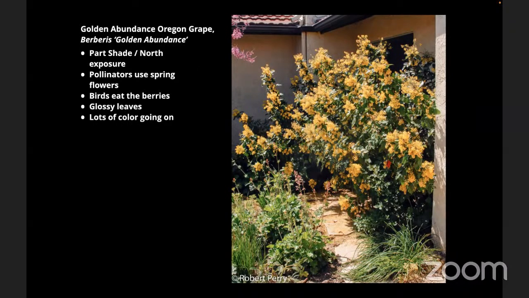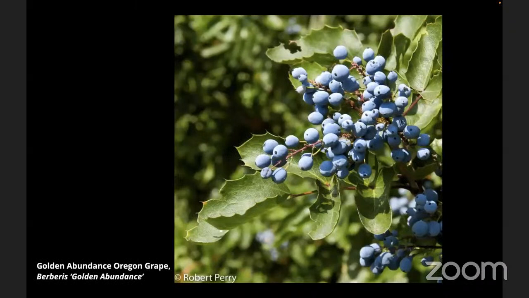Pollinators love the spring flowers, and the flowers come pretty early in the spring. So it's a really nice early treat for the pollinators. They're followed up by dark blue berries, which the birds eat. And the glossy green leaves look very attractive year round. So it provides lots of color throughout the year, from the yellow of the flowers to the blue and then the leaves. And yeah, absolutely lovely plant.